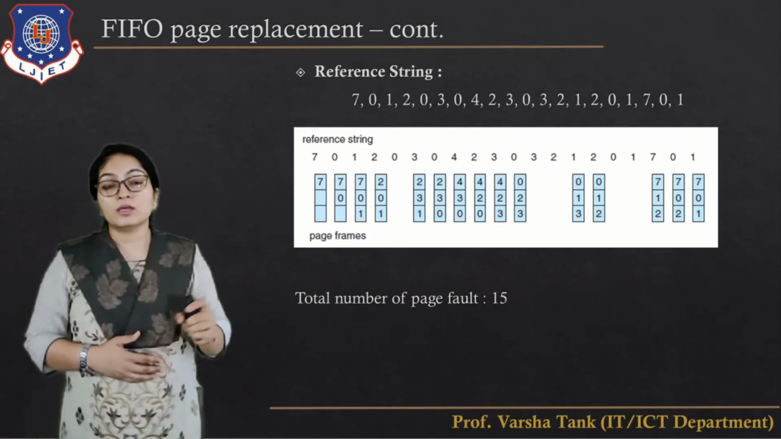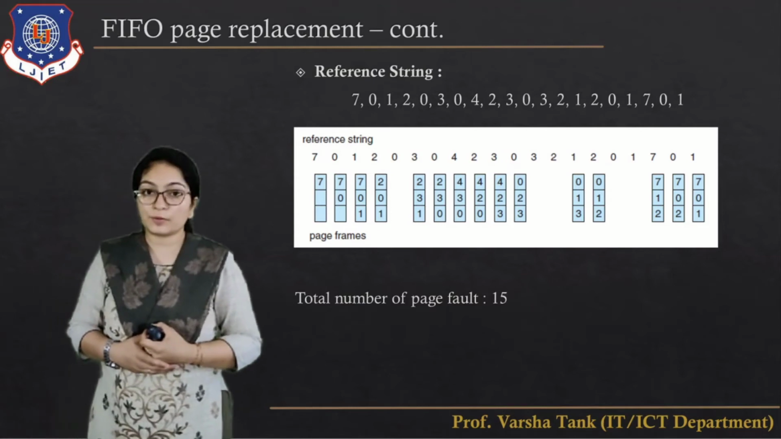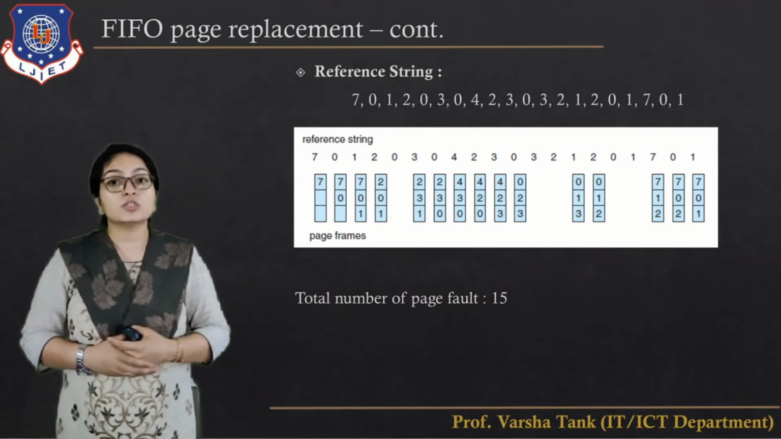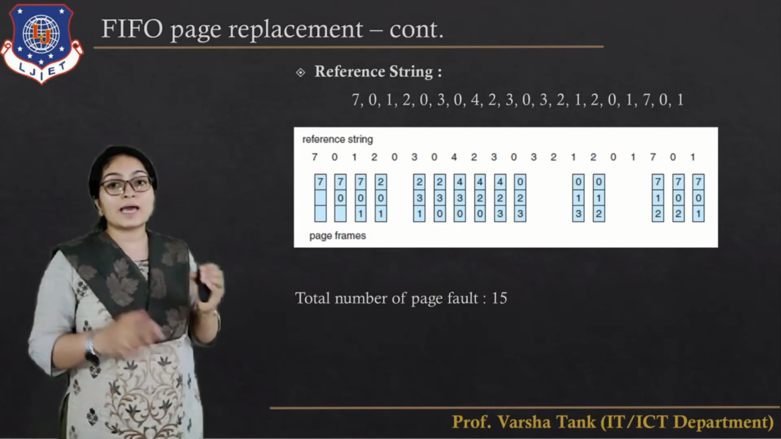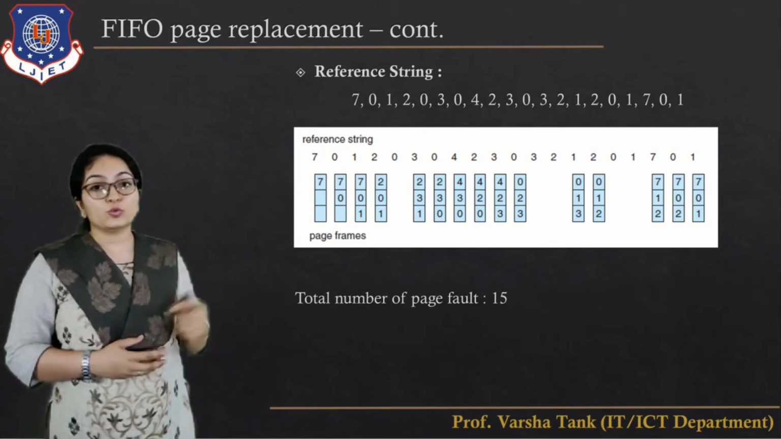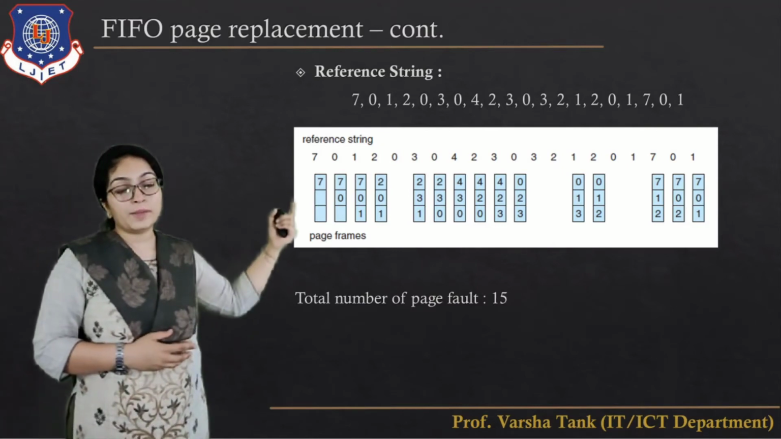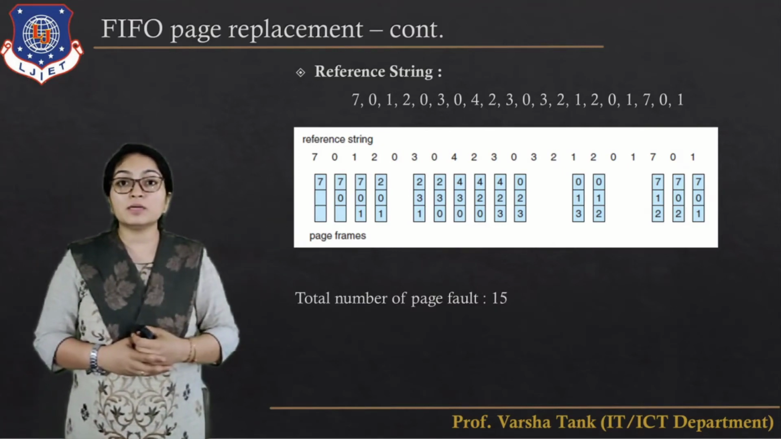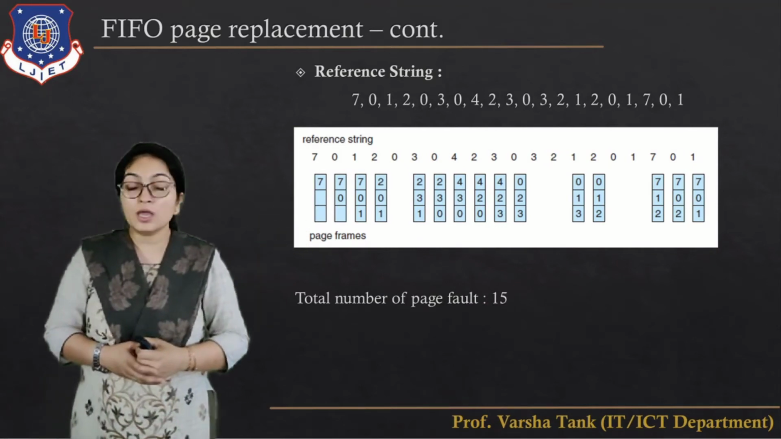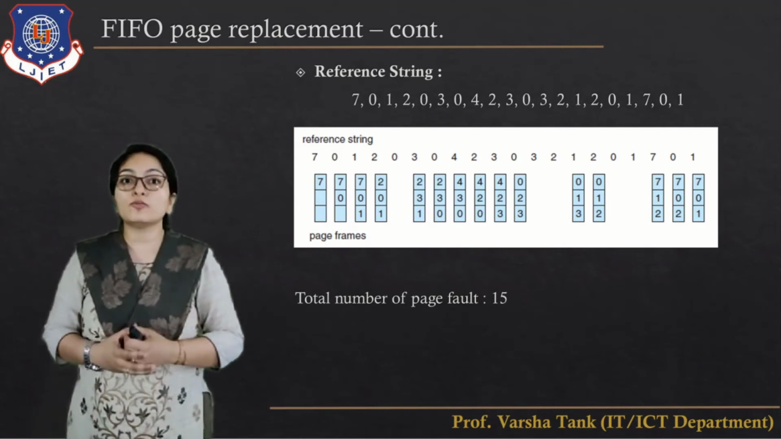Now next is a 1. Again we have a free frame, so again there is a page fault because 1 is not there in the frame. So for 7, 0, 1, 3 page faults will occur. Now next is a 2. The page number 2 cannot be directly inserted in the page frame. Why? Because the page frame is not free right now.